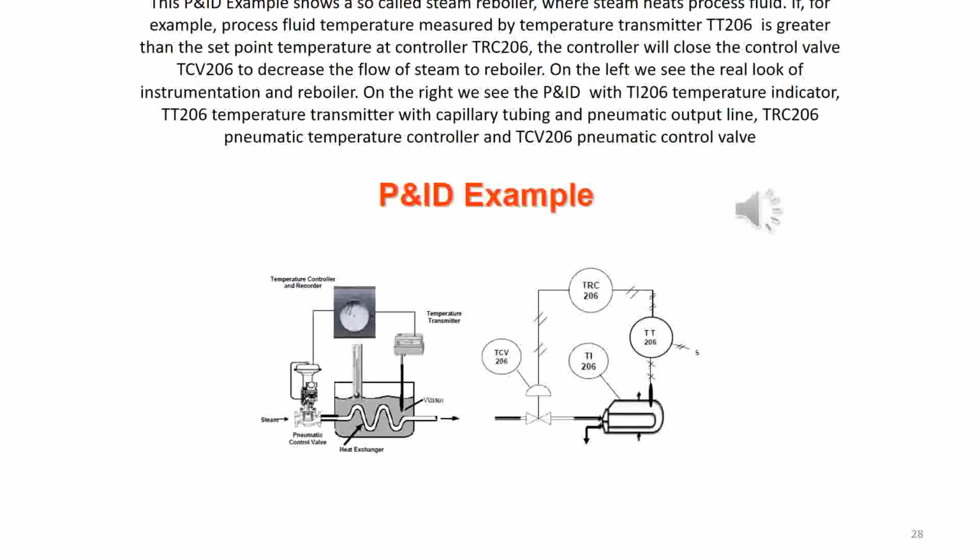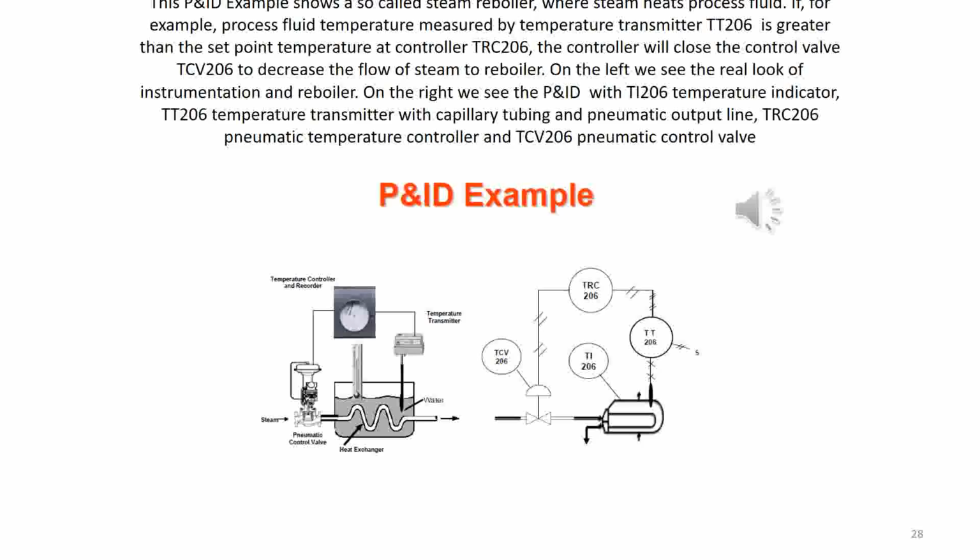This PID example shows a so-called steam reboiler where steam heats process fluid. If, for example, process fluid temperature measured by temperature transmitter TT206 is greater than the set point temperature at controller TRC206, the controller will close the control valve TCV206 to decrease the flow of steam to the reboiler.